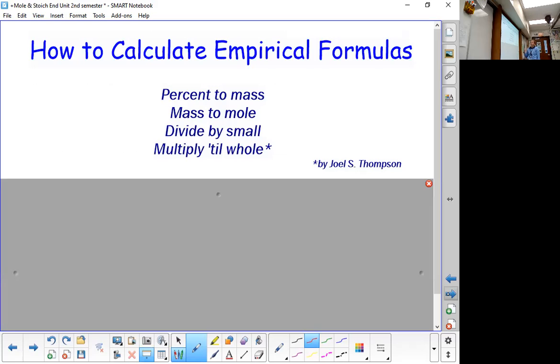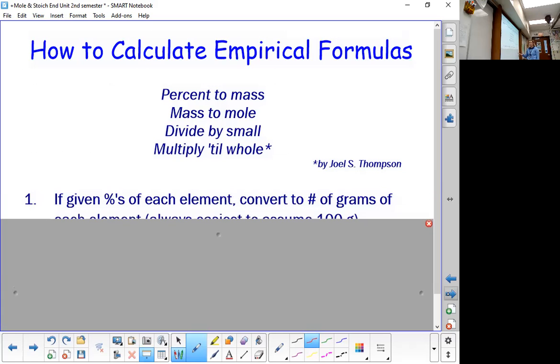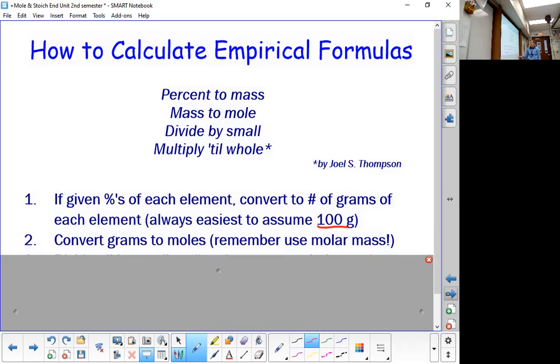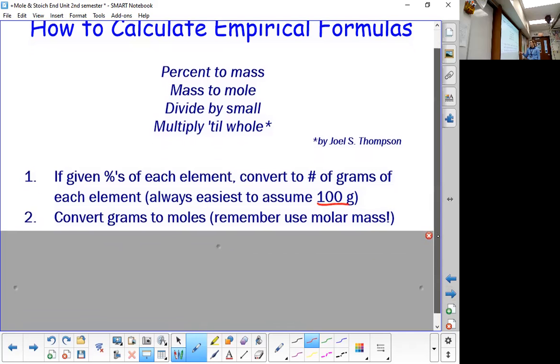So if you want a quick little mnemonic device of how to calculate empirical formula, it's always going to be: percent to mass, mass to mole, divide by small, multiply till whole. And we can use that. That's real quick. If you want it a little bit more written out: if you're given percents of each element, you need to convert them into grams of each element. It's usually easiest to assume you have 100 grams of the sample, because then you can just take the percentages and turn them directly into grams, unless it gives you an amount, and then you have to use that.